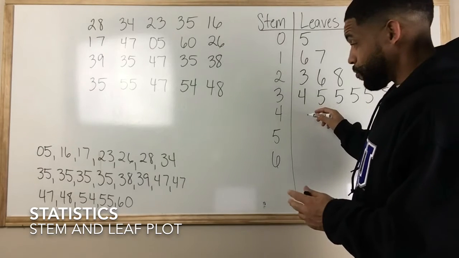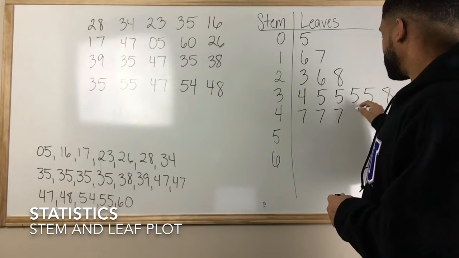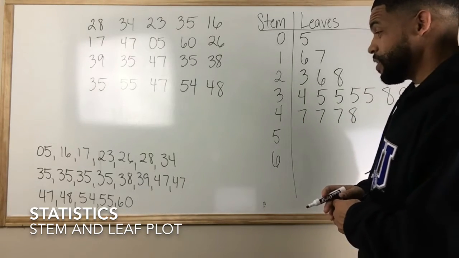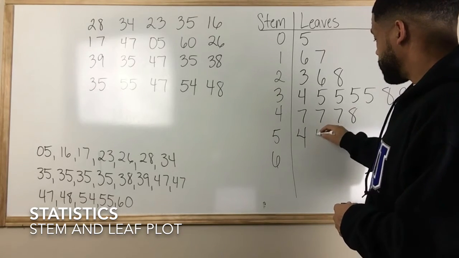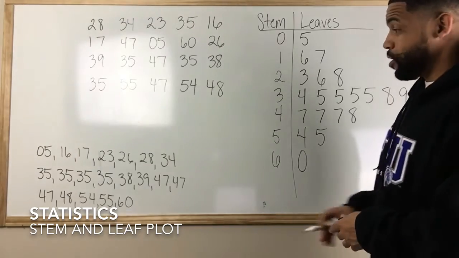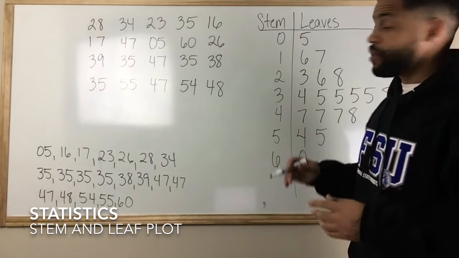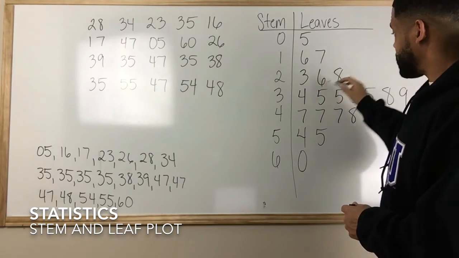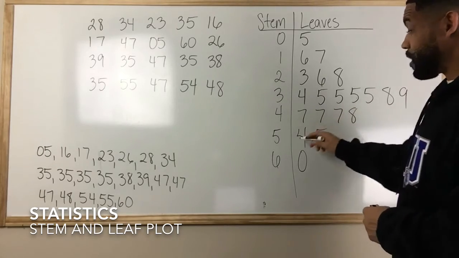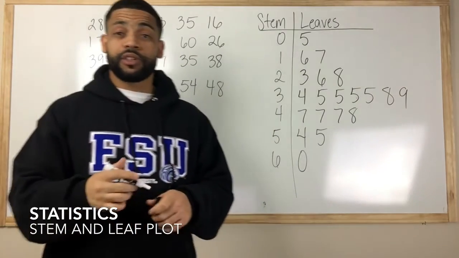We have, for the 40s, 7, 7, 7, and 8. That represents 47, 47, 47, and 48. And then we have 54, 55, and 60. So there are 20 numbers in our data set. Let's make sure that we have 20 leaves. 1, 2, 3, 4, 5, 6, 7, 8, 9, 10, 11, 12, 13, 14, 15, 16, 17, 18, 19, 20. So we have 20 digits in our stem and leaf plot.